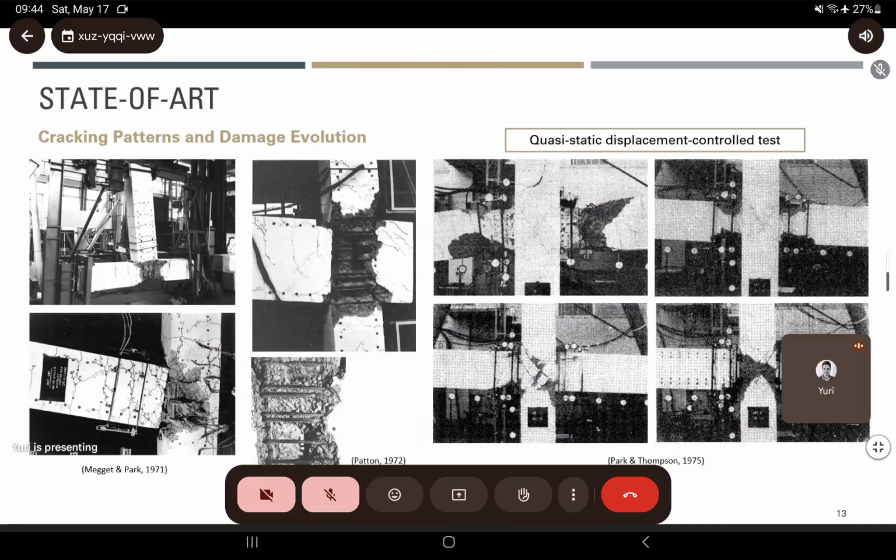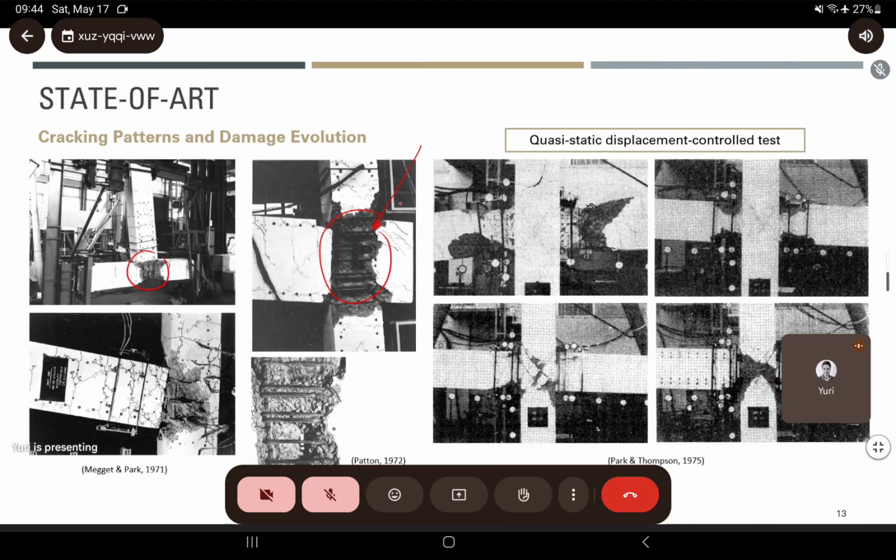These are the cracking patterns that we have seen in the laboratory compared to the post-event ones, and we see major development of cracks within the joint when you have problems related to the effectiveness of the horizontal and vertical reinforcements.